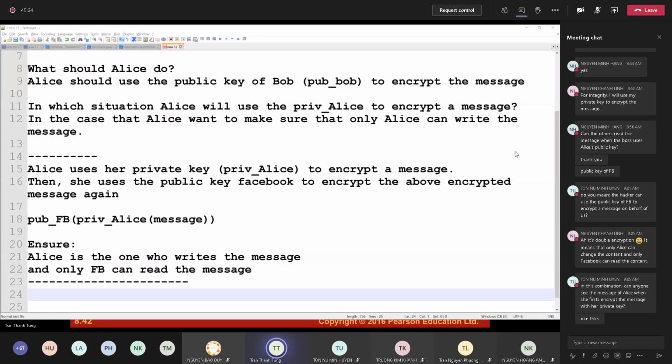How can the hacker attack this one? Here, there is one thing that is very special. The question is, how can you know the public key of Facebook? If you want to send a message to Facebook, you need to get the public key of Facebook. We have one assumption that Facebook will show it somewhere.